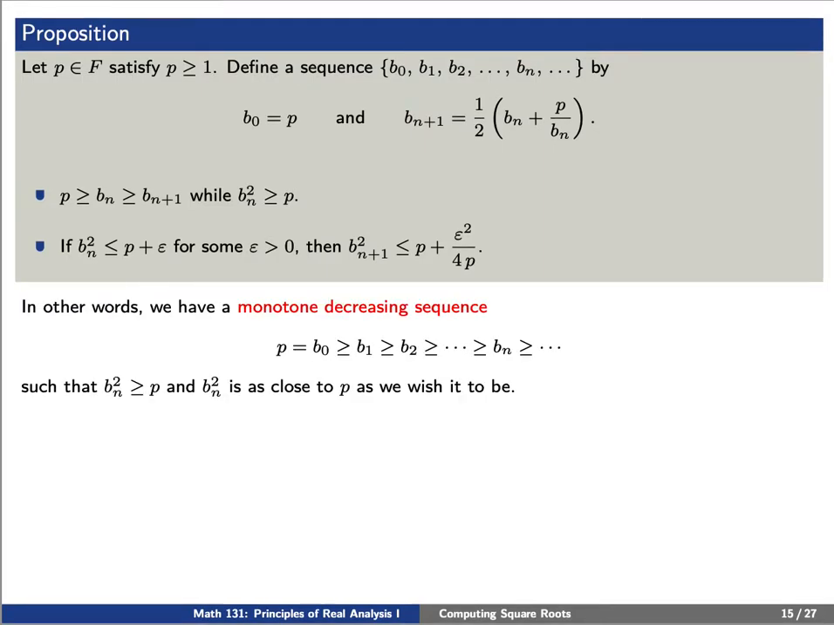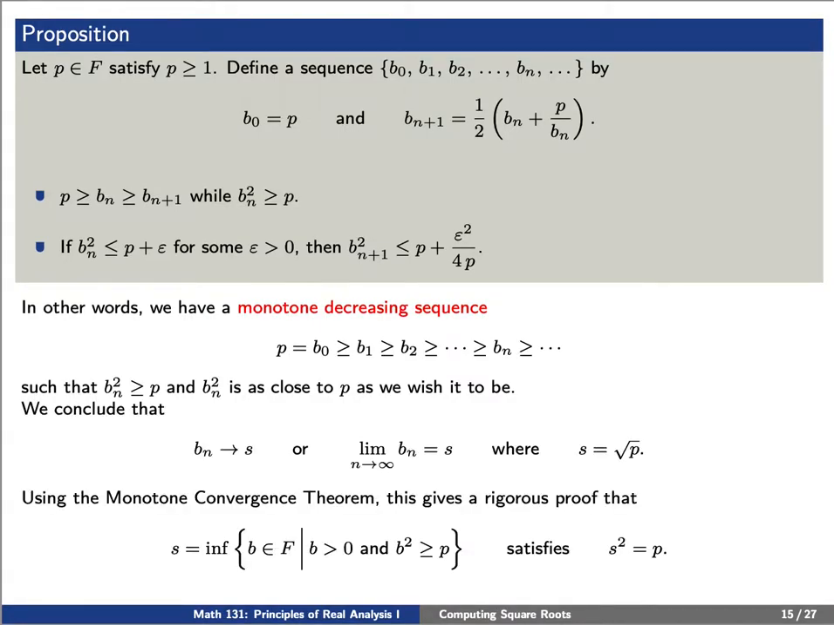In other words, we have a monotone decreasing sequence, where each b sub n squared is greater than or equal to p. And, as stated before, each b sub n squared is as close to p as we wish for it to be. Again, we see that our sequence converges to S, where S is the square root of p. Using the monotone convergence theorem, this does indeed give us a rigorous proof that S here is the infimum of this set, and satisfies S squared equal to p.